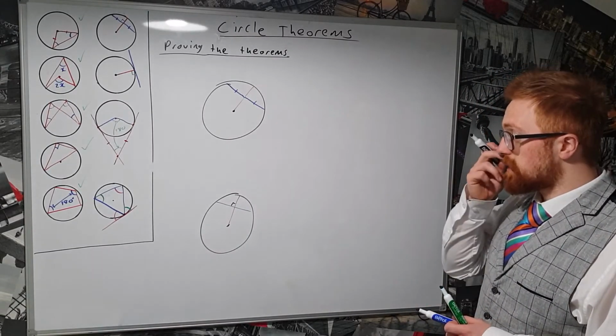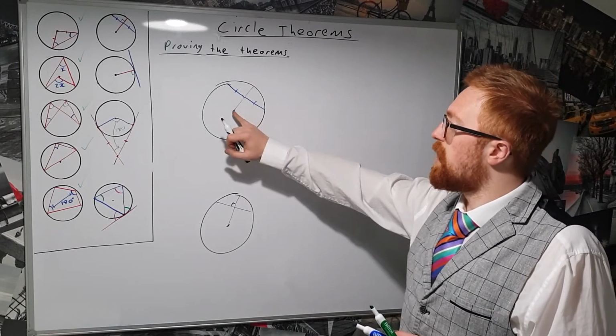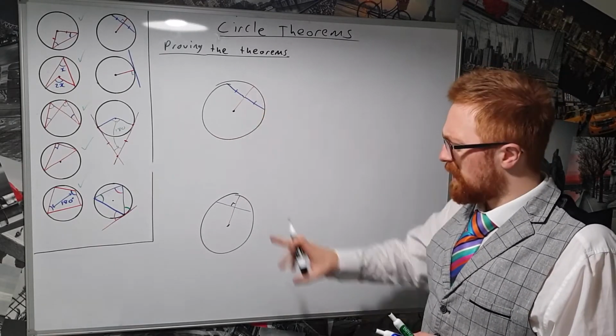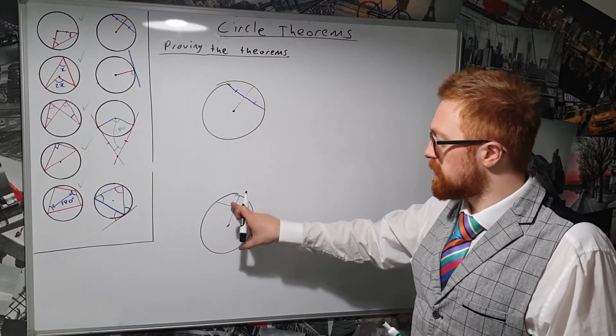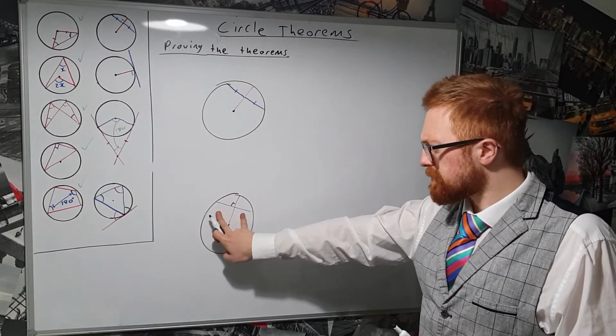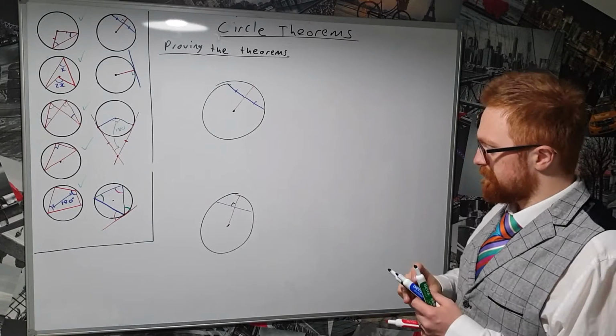So this one, slightly different and slightly more interesting, because we need to prove that if a radius bisects a chord, then it meets at 90 degrees, and we need to prove that if a radius meets a chord at 90 degrees, then it bisects the chord. So two very subtly different proofs, but let's get to it.